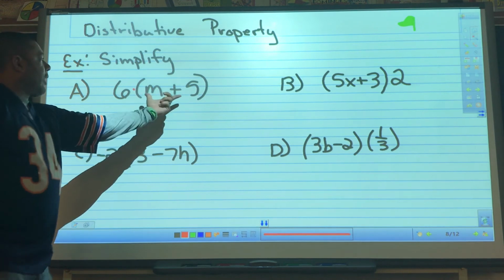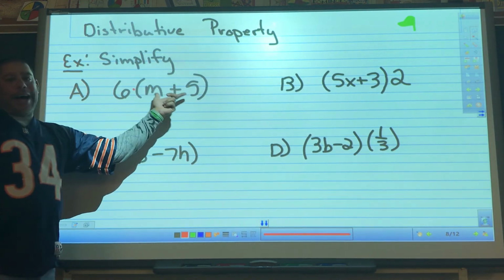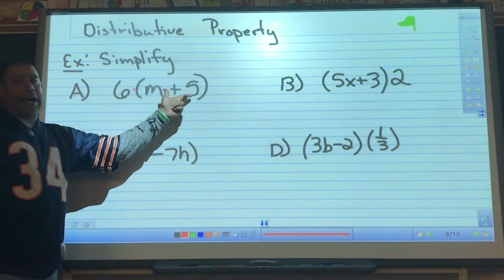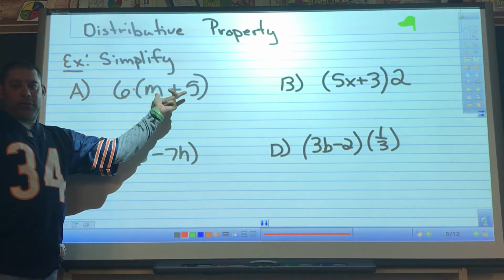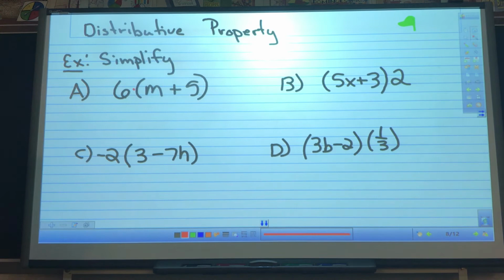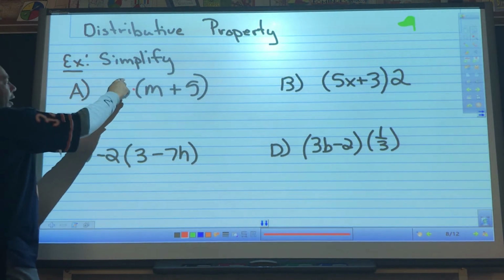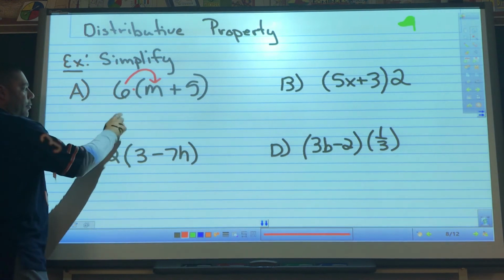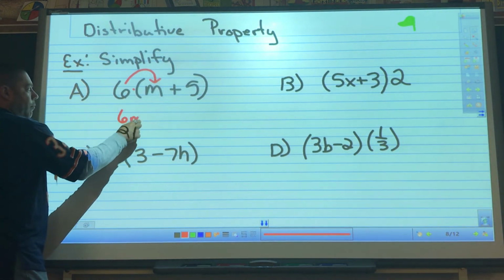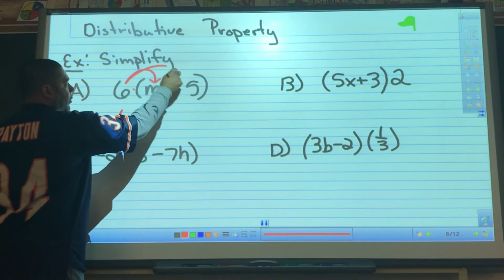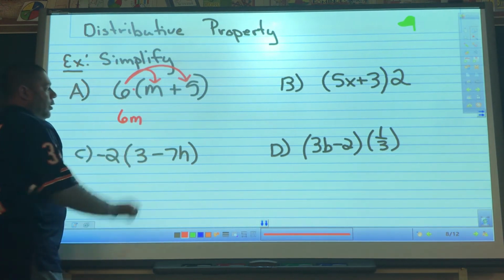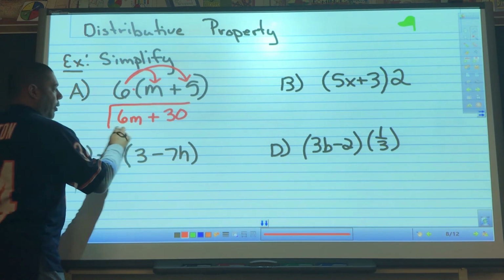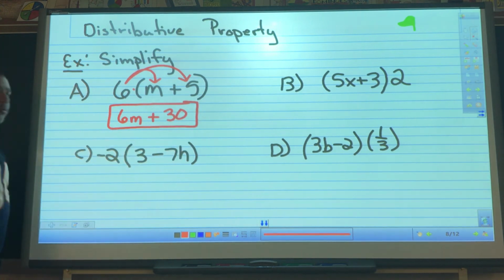And when I look inside the parenthesis, notice these are not like terms. I'm not allowed to add an m to a 5. They're not like terms. Therefore, the only way to simplify is to distribute. So I have 6 times m. I multiply 6 times m is 6m. And then I multiply 6 times 5. 6 times 5 is 30. And that would be my simplified answer using the distributive property.